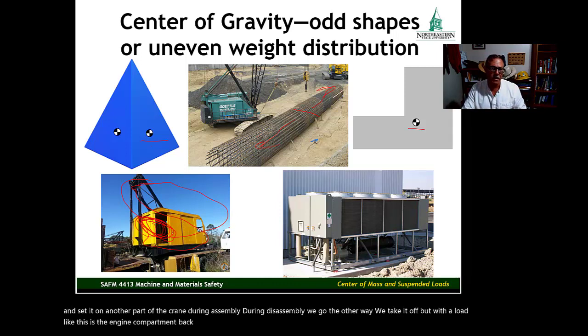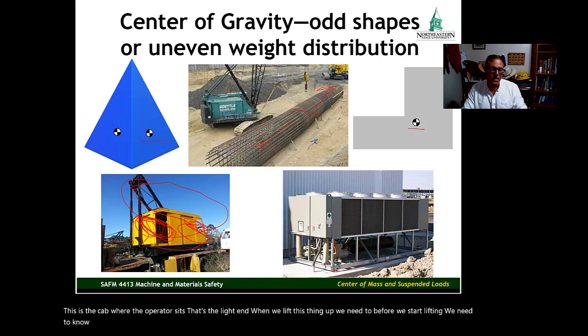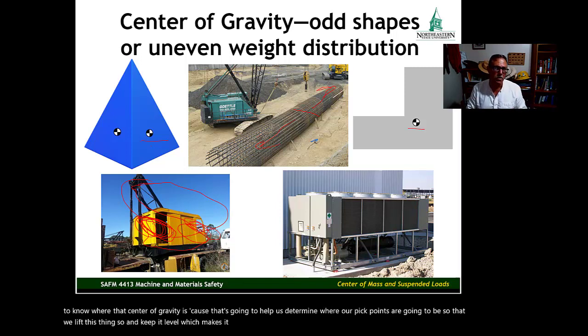But with a load like this, the engine compartment back here, that's the heavy end. This is the cab where the operator sits. That's the light end. When we lift this thing up, before we start lifting, we need to know where that center of gravity is, because that's going to help us determine where our pick points are going to be so that we lift this thing and keep it level, which makes it easier to position when we get to the point where we're setting it down.